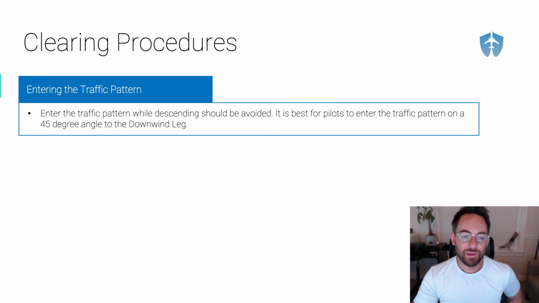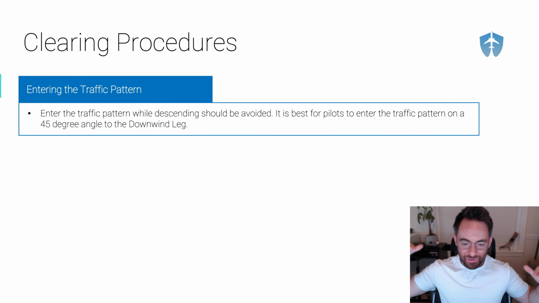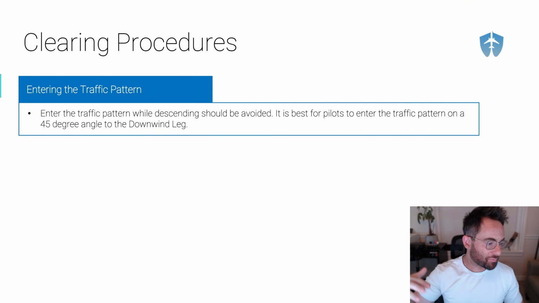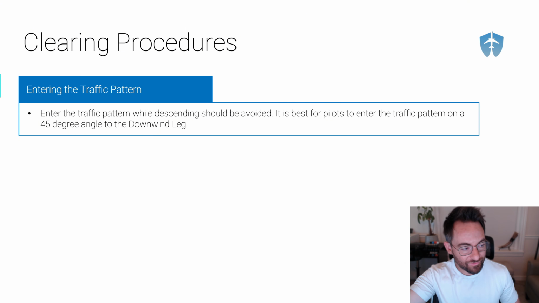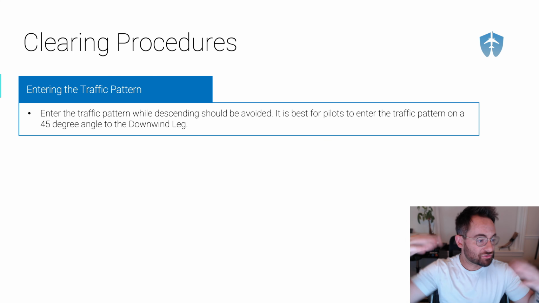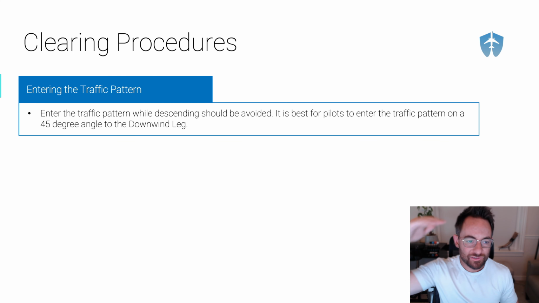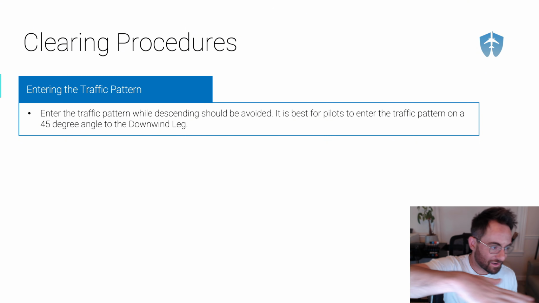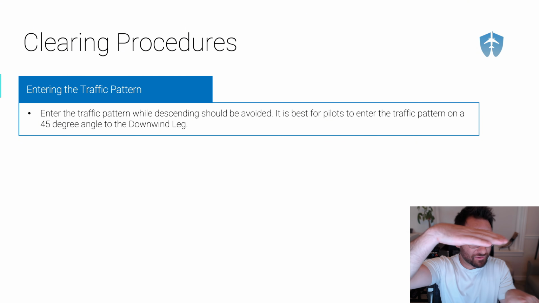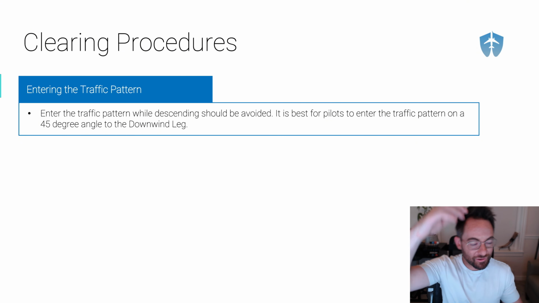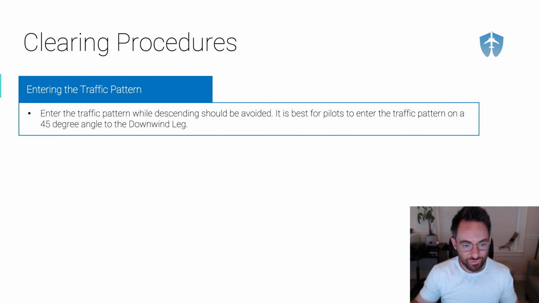Entering the traffic pattern while descending should be avoided. Don't join the traffic pattern at too high of an altitude or above TPA, which is traffic pattern altitude, which you'll learn about in the flight maneuver section of the course. But don't enter the traffic pattern too high, because traffic patterns are busy places. So you don't want to enter too high and then descend down to the altitude that you want to be at, because there's probably going to be other aircraft in the traffic pattern, and then you're going to come down right on top of them, and it's just a dangerous situation.